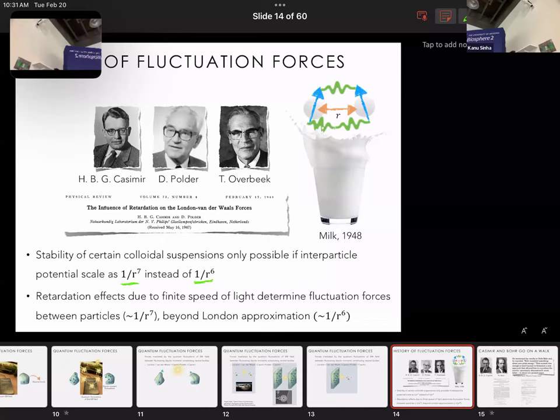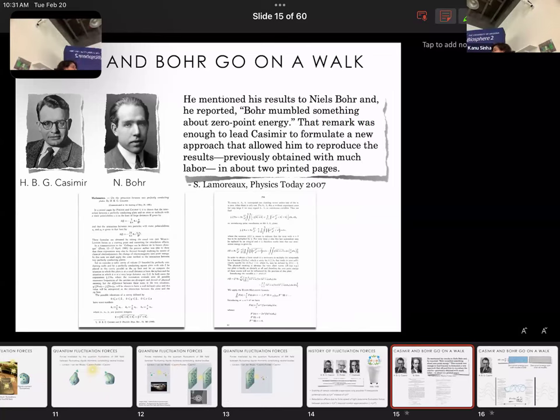So after this work came the paper of Casimir. Apparently Casimir was taking a walk with Niels Bohr, and he mentioned to Bohr the idea of having discovered these Casimir-Polder forces. And Bohr said something about zero-point energy, which led Casimir to formulate this problem in a different setting.